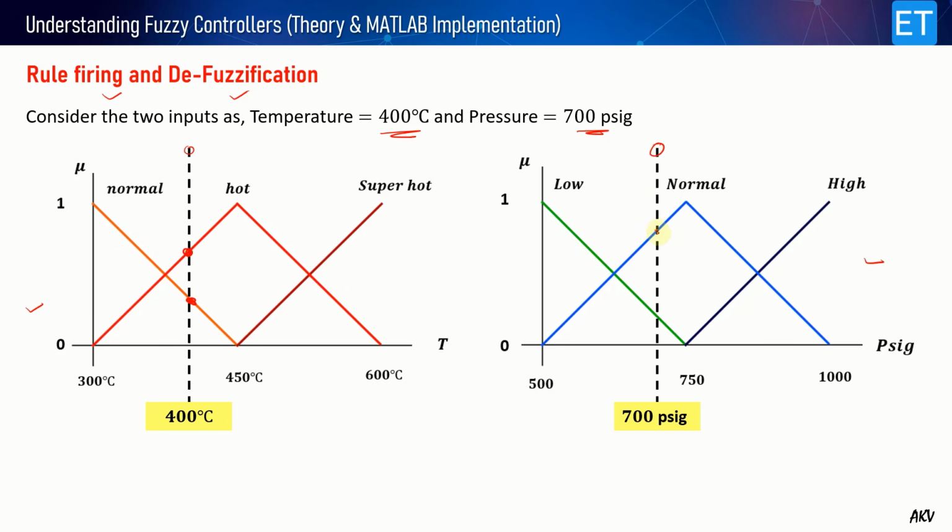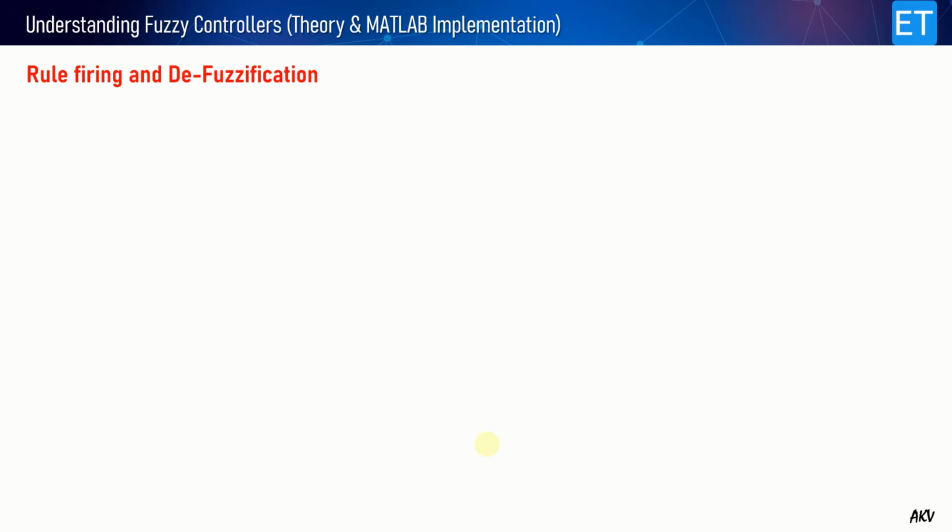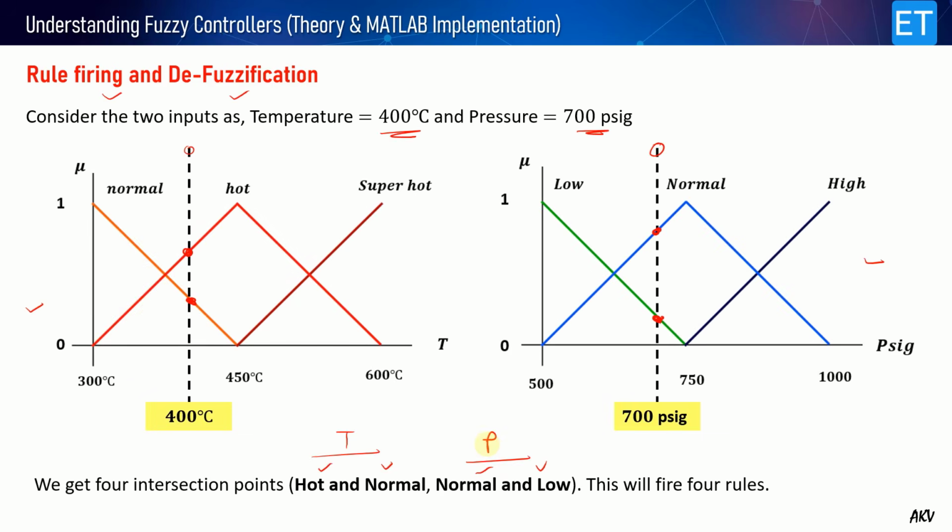It is cutting the normal pressure and the low pressure. Okay. So we get the four intersection points: hot and normal in the temperature, and normal and low in the pressure. This is for T and these two are for pressure. Because of these four intersection points, a total of four rules will be fired. So let's see how.